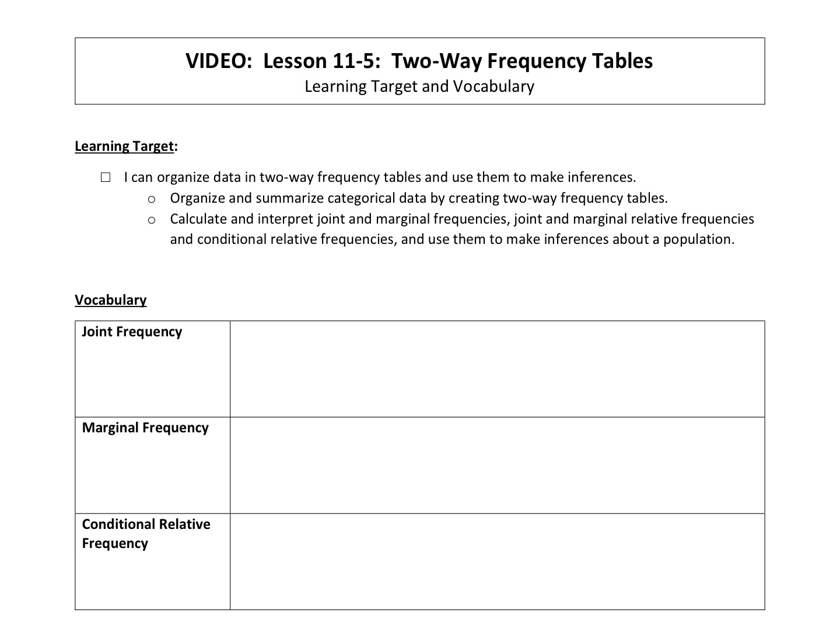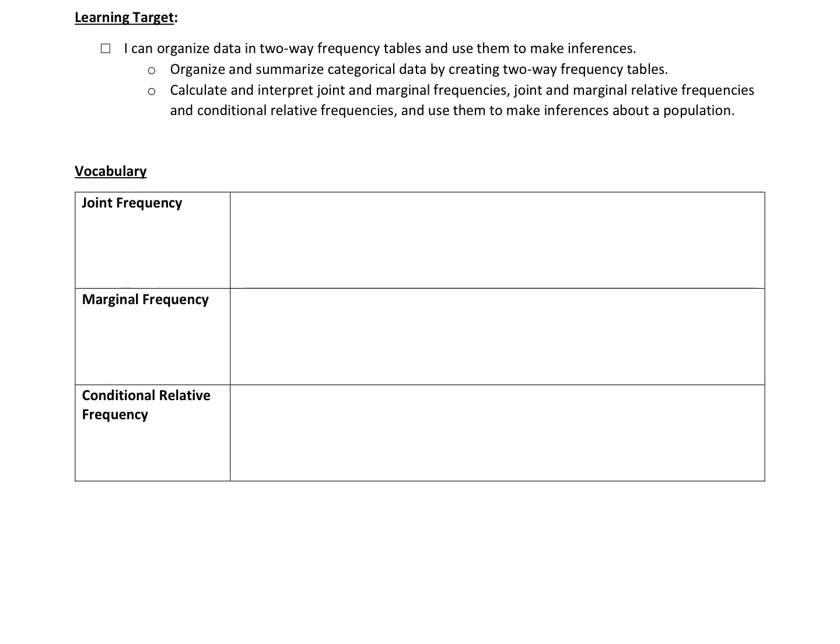Our learning target for today: we will be able to organize data in two-way frequency tables and use them to make inferences. We will organize and summarize categorical data by creating two-way frequency tables. We will also calculate and interpret joint and marginal frequencies, joint and marginal relative frequencies, and conditional relative frequencies, and use them to make inferences about a population. So a lot of new vocab right in that learning target. So let's jot down some of this vocabulary.